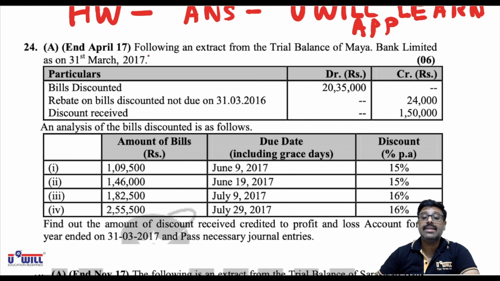The following are the extract from trial balance of Maya Bank Limited on 31st March 2017. Bills discounted 20,35,000. Rebate on bills discounted, not due on 31st March 16, means it is opening rebate, 24,000. Then discount received is current year's discount income of 1,50,000.